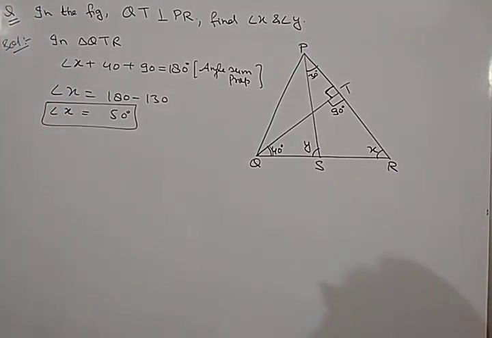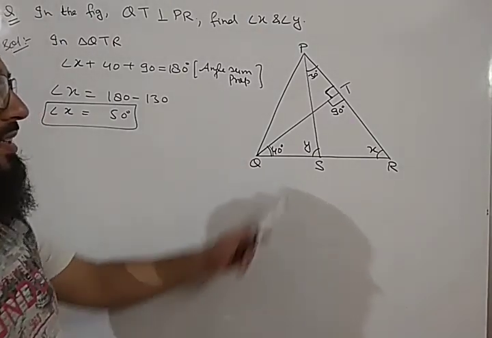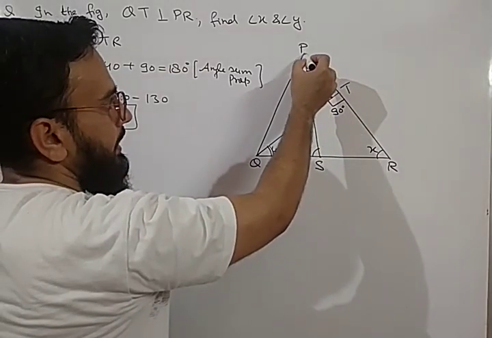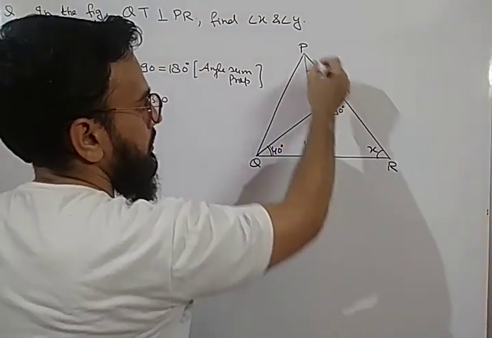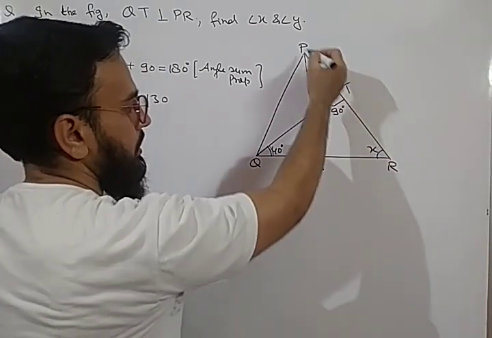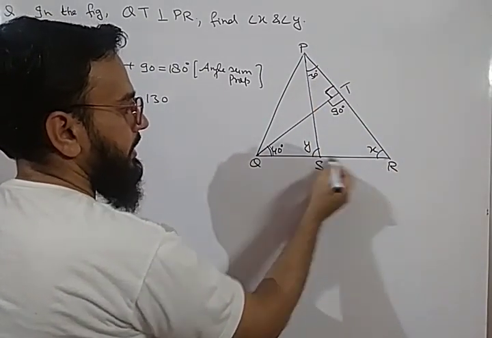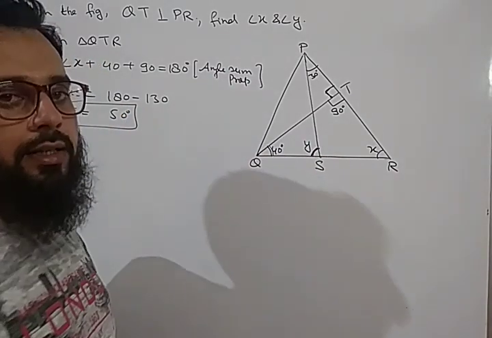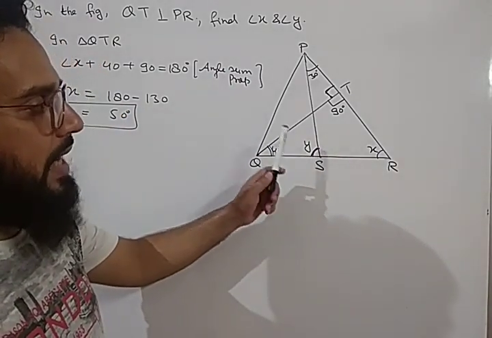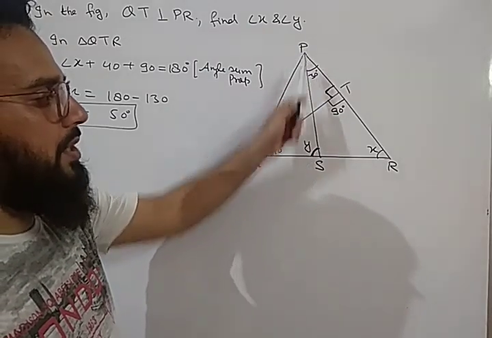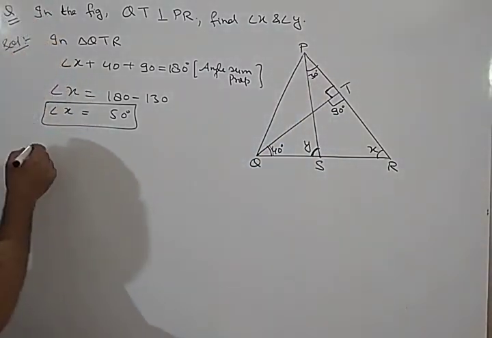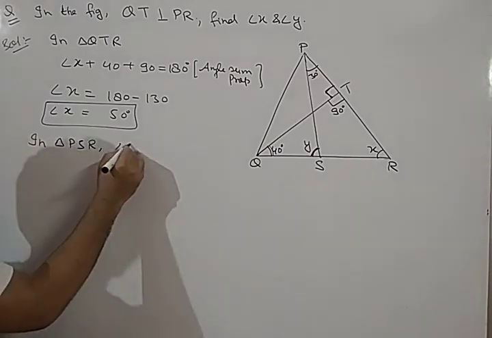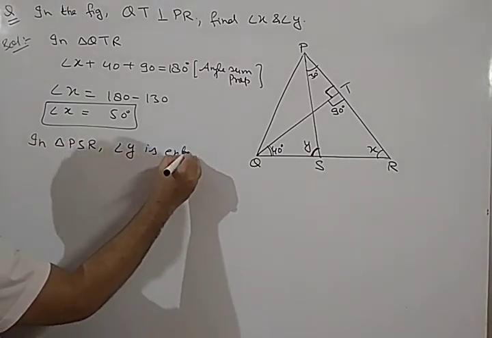Now we have to find the value of angle Y. So how will you find the value of angle Y? Now if we consider this triangle PSR, then this RS line is produced up to Q, and this angle Y is acting as an exterior angle. Angle Y is behaving like an exterior angle for triangle PSR. So we are writing here, in triangle PSR, angle Y is exterior angle.